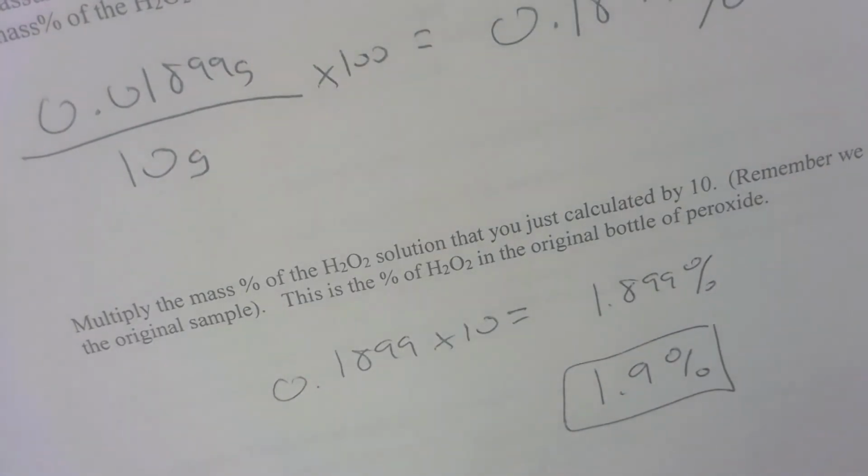So yeah, it lost a lot. The original concentration was supposed to be 3%. That bottle's been in there for over a year. I'm not surprised it lost over a full percent of its peroxide by now. But it does work.